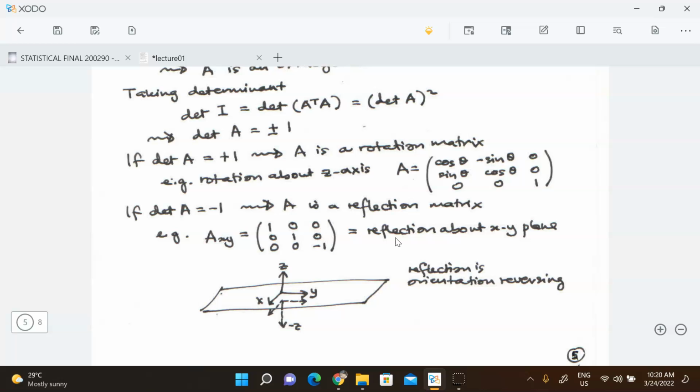But if you reflect, then the orientation becomes like your right-hand coordinate system. So this is called orientation reversing. When it involves a reflection, it reverses the left-hand coordinate system to a right-hand coordinate system.